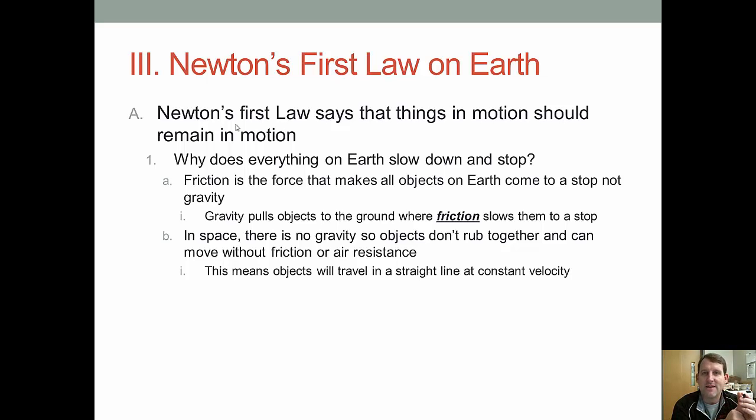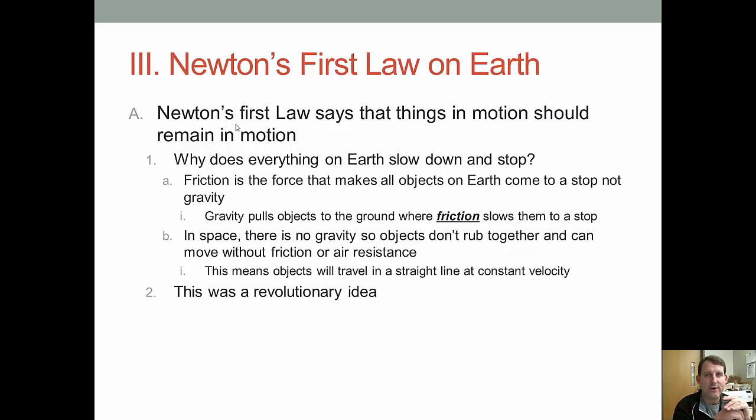That means in space that objects will travel in a straight line at constant velocity unless acted on by an outside force, like the force of gravity from some planet or running into something. Other than that, though, straight line forever and ever and ever. They won't speed up or slow down. They won't run out of speed or slow down or anything.